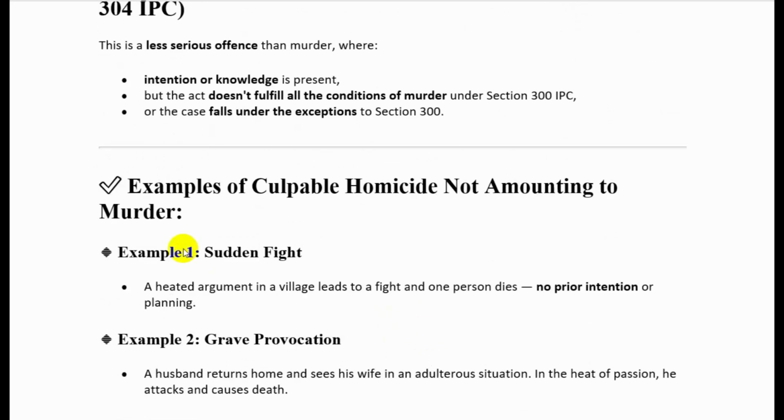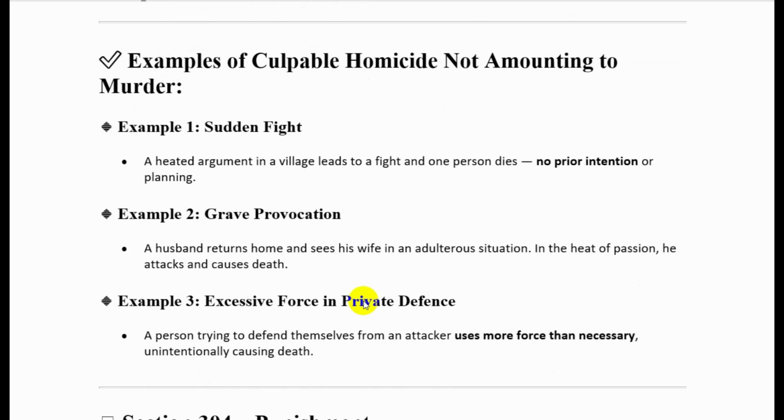Examples of culpable homicide not amounting to murder. Example 1: sudden fight. A heated argument in a village leads to a fight and one person dies. No prior intention was there, or no planning was there for the murder or for the death. Second example is grave provocation. A husband returns home and sees his wife in an adulterous situation.